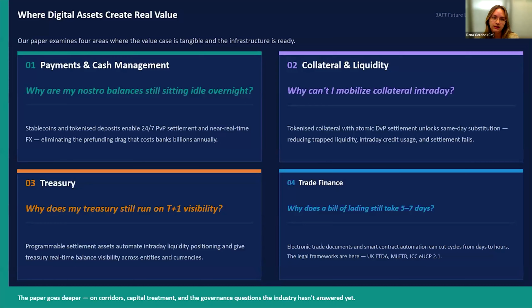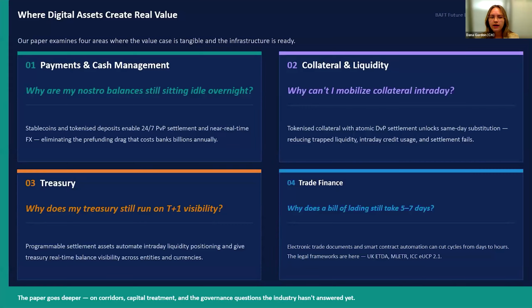What makes Agora especially significant is that it's not just testing digital assets in isolation. It's testing whether regulated commercial bank money and central bank money can operate together on a shared programmable infrastructure for cross-border payments. That matters because one of the biggest risks in the industry is fragmentation. If every bank builds its own closed ecosystem, we're simply recreating today's inefficiencies in a digital format. But projects like Agora are trying to solve interoperability and governance upfront, which is exactly what the industry will need to achieve scale. The second area is collateral and liquidity.